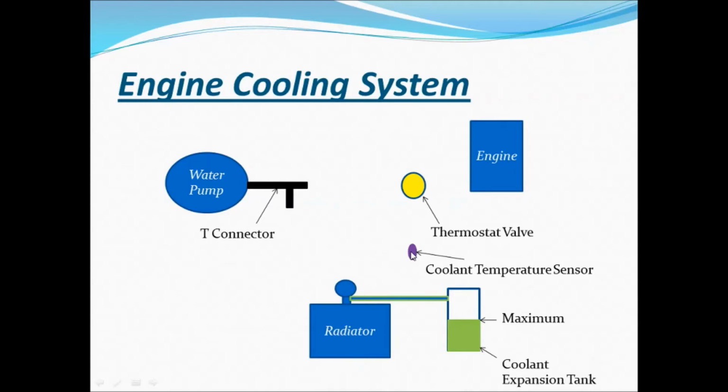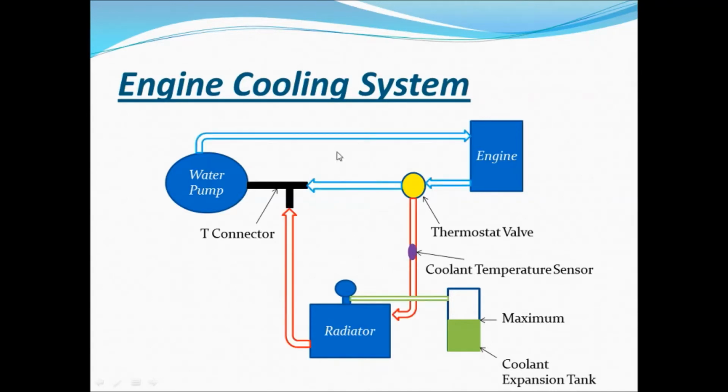So now let's have a look at the pipe connections of the engine cooling system. This is the water pump outlet hose, and this is connected to the water jacket's inlet port. And this is the water jacket's outlet port, which is connected to the thermostat housing. And this is the thermostat bypass valve. And this is the radiator upper hose. This is the radiator lower hose. And this is the bleed expansion hose.